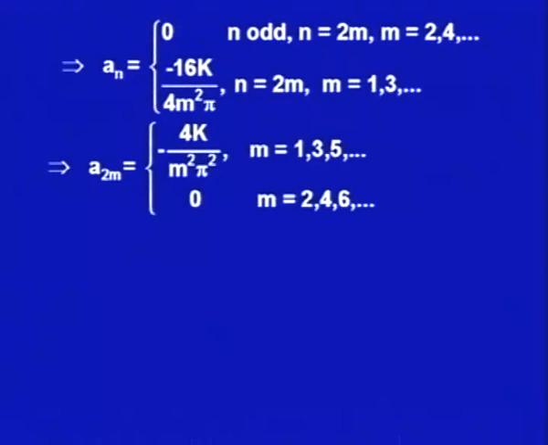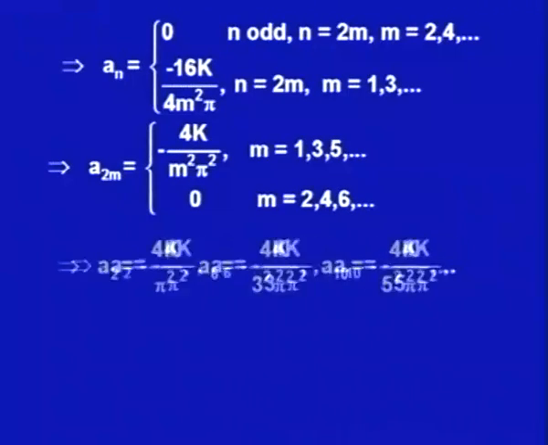What it says is that my a1 would be 0, a2 when m is 1 will give me minus 4k upon pi square, then a3 being odd is 0, a4 is m is 2, that would be 0, a5 again odd is 0, a6 we would get as m is equal to 3 minus 4k upon 3 square pi square and so on. a10 we will get minus 4k upon 5 square pi square.